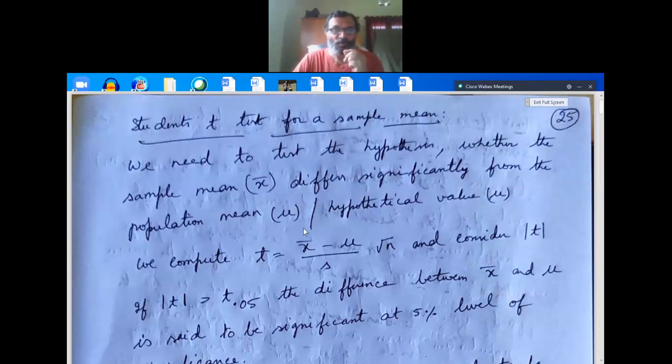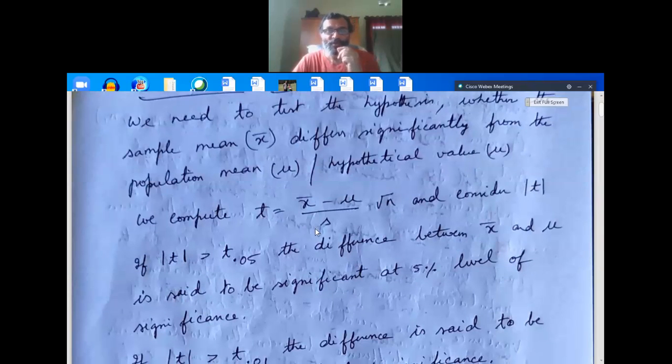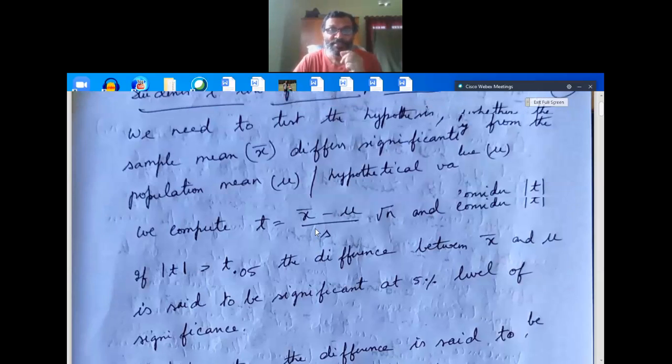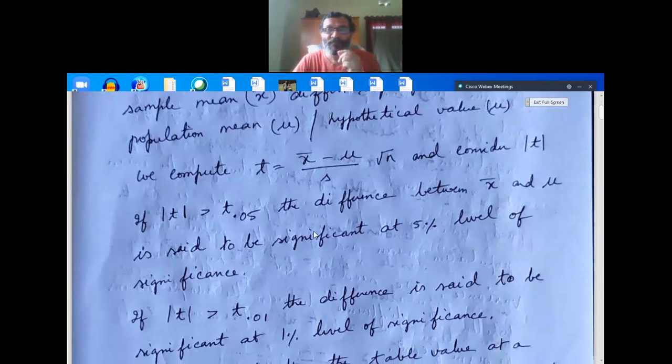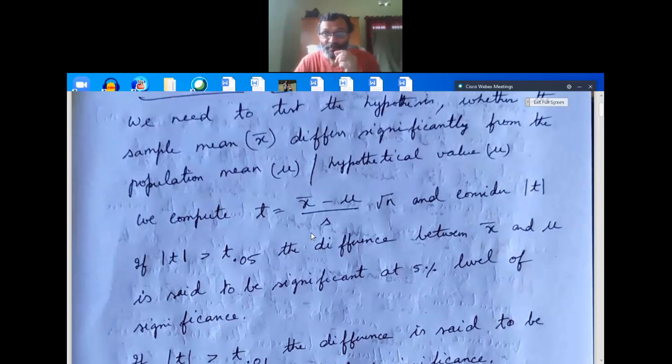Okay, so the Student's t-test for a sample mean question. We need to test the hypothesis. What is the hypothesis? A hypothesis means one assumption. Here we have to test whether the sample mean x bar differs significantly from the population mean. For example, you have to test the condition of switches.